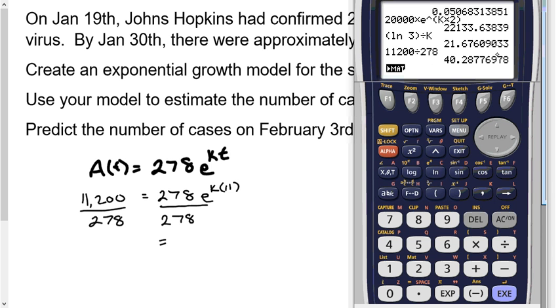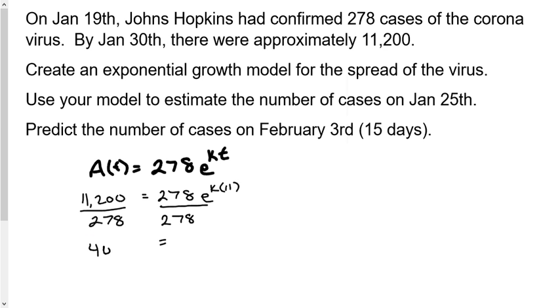equals 40.2877. Right, so I'm going to just approximate that. And that's equal to e to the 11k power. We'll take the natural log of both sides, right? And then we'll have 11k equals natural log 40.287, and then we divide both sides by 11. This is going to get us our growth constant. This is going to get us how fast the virus is spreading.